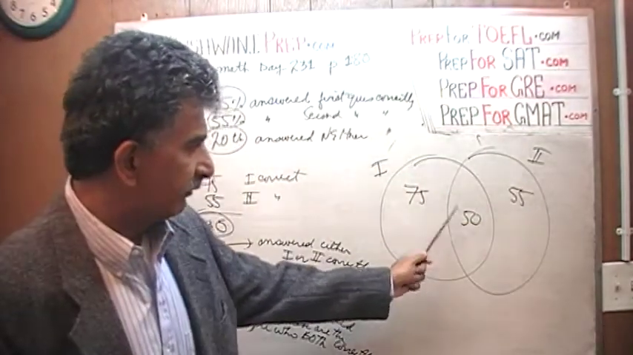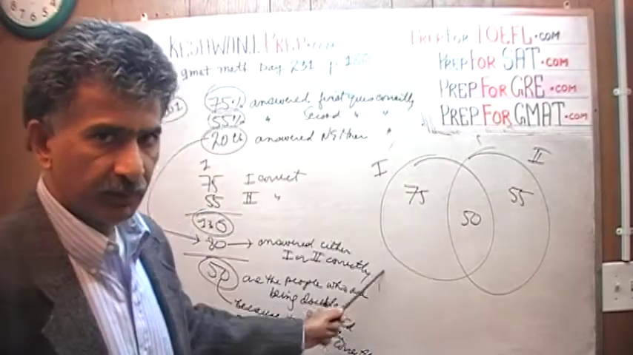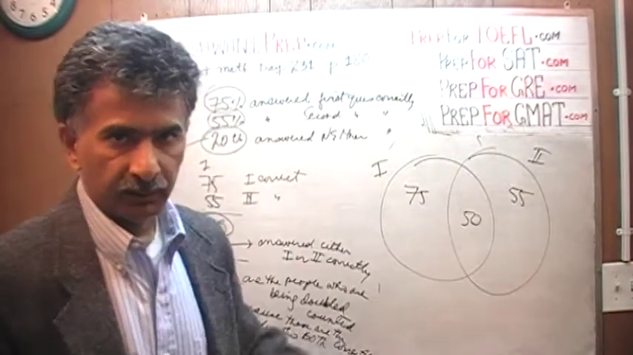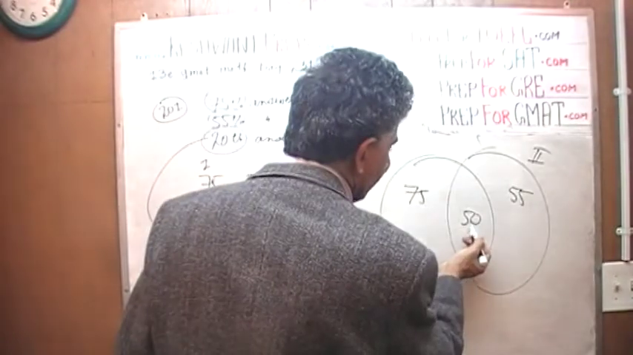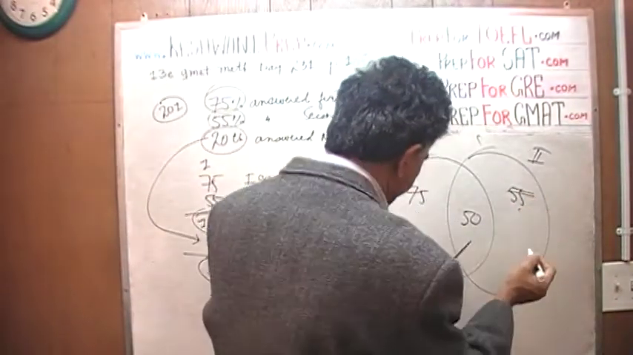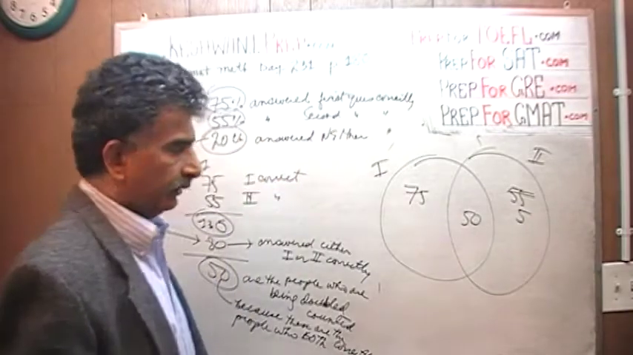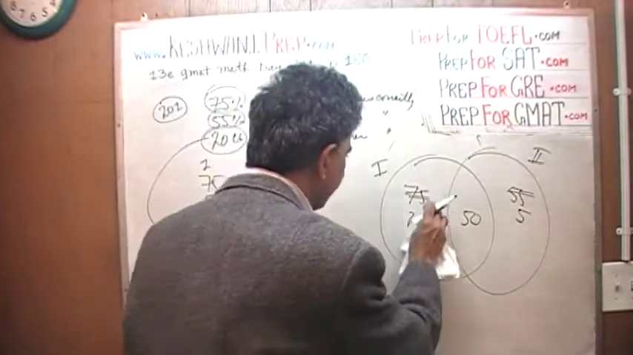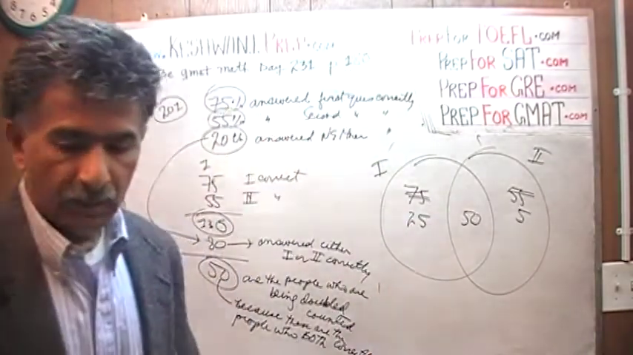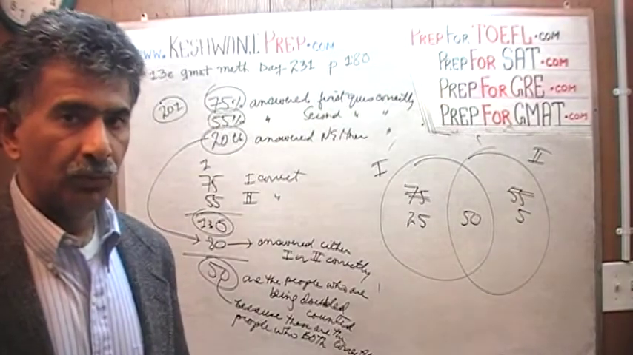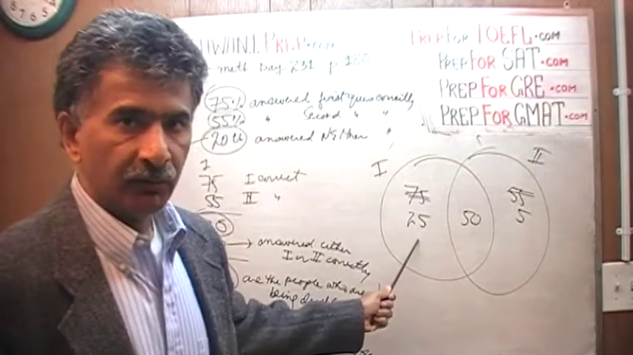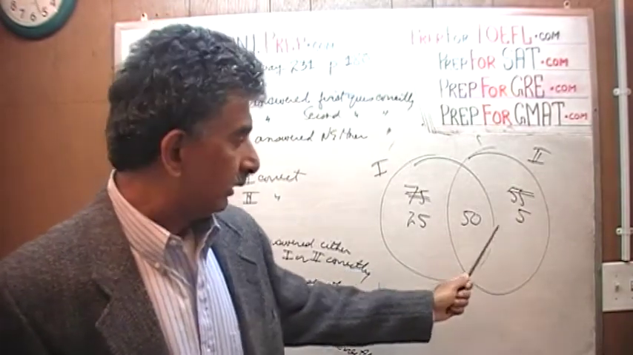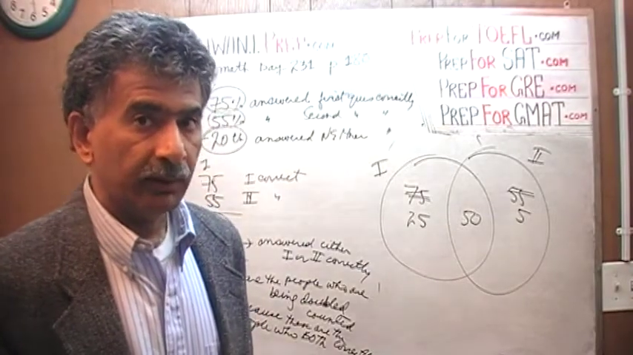That 50 are the people who are double counted because they answered both of the questions correctly. Therefore, these 50 people are counted when we count the number of people who answered question number 1 correctly, and then the same people are counted again when we count the number of people who answered number 2 correctly. So we have to go back and adjust this figure. The 50 have already been counted, so this 55 becomes 5, and this 75 is going to become 25. In other words, out of 80 people who answered either 1 or 2 correctly, 25 people answered only 1 correctly, 5 people answered only question number 2 correctly, and 50 people answered question number 1 and 2 correctly.